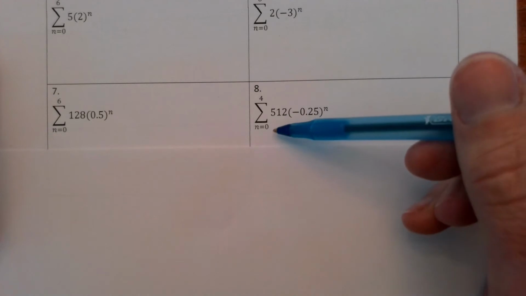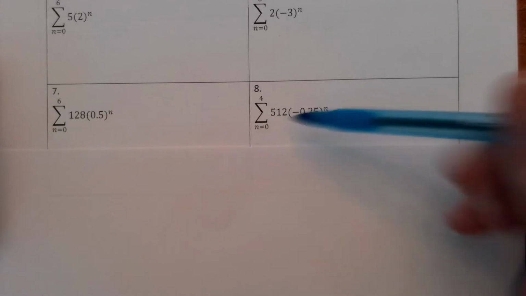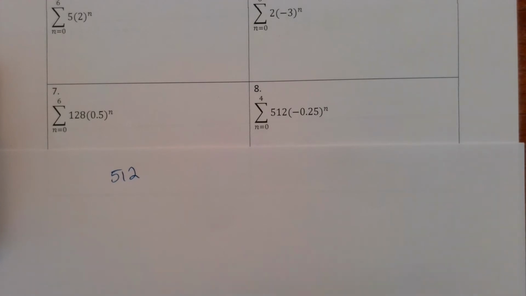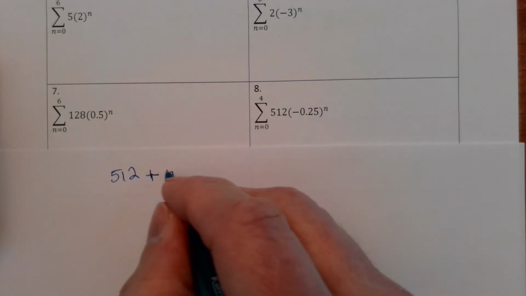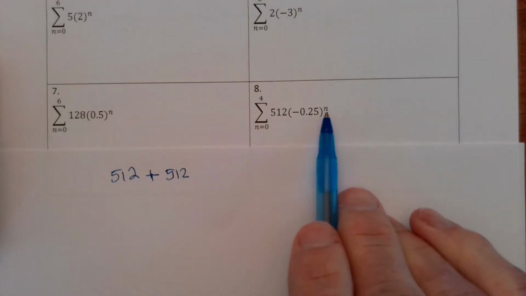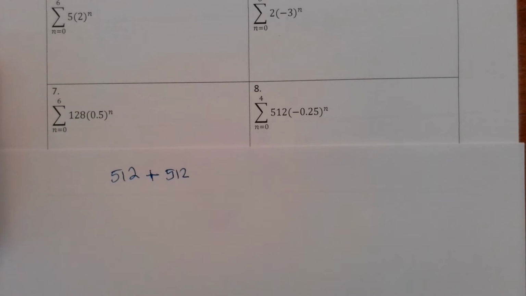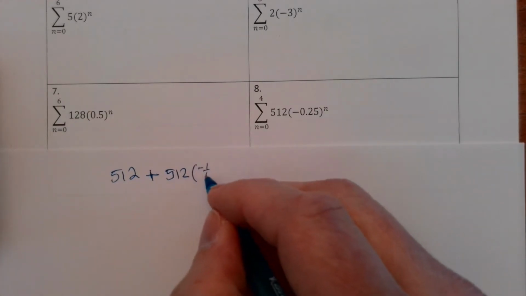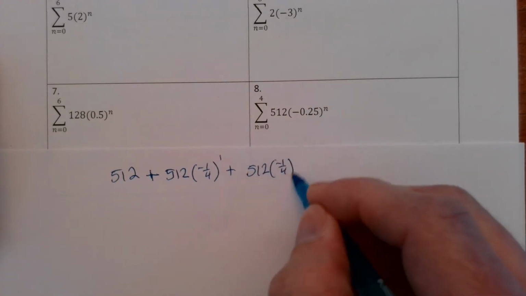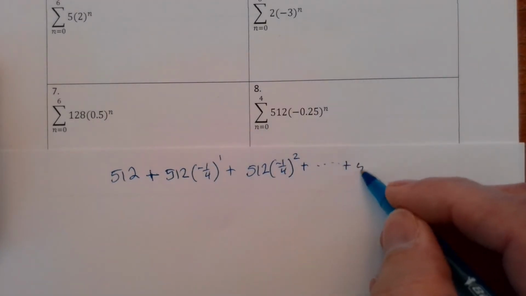Start with n equals 0. 0.25 to the 0 power is 1 times 512 is just 512. Next, we have 512 again, but this time you're going to multiply by this, which is negative 1/4, to the first power. Because remember, the indices go n equals 0, n equals 1, n equals 2, all the way up to 4. So this is times negative 1/4 to the first. You'll do it again to the second, and you've got to carry all the way out until you get to a 4th power. But to save time, I'm not going to write them all down.